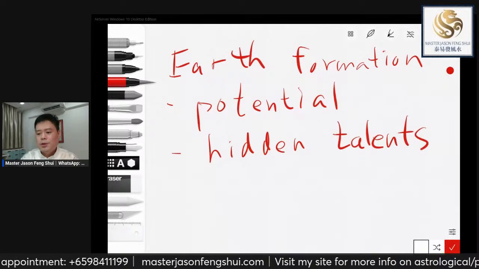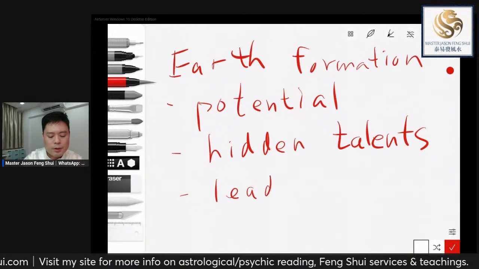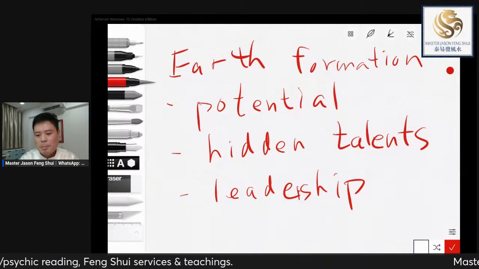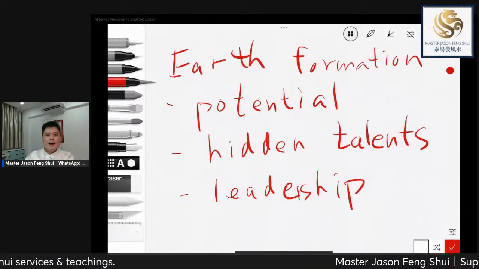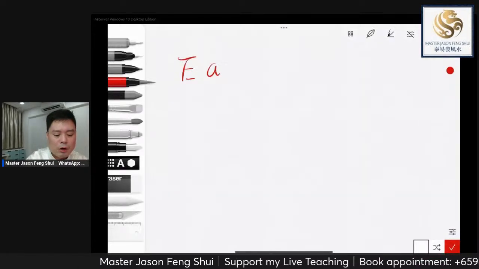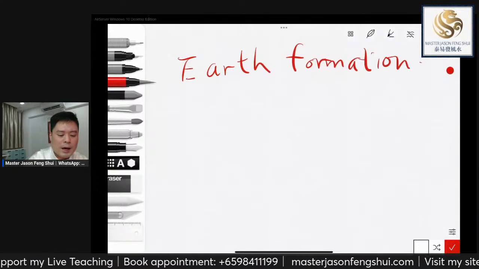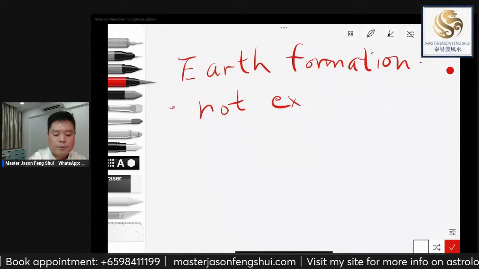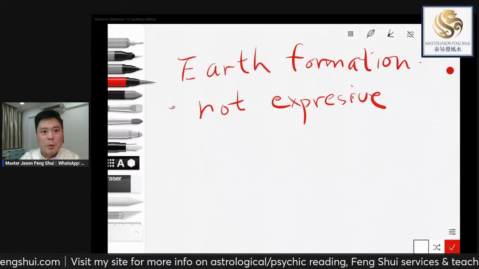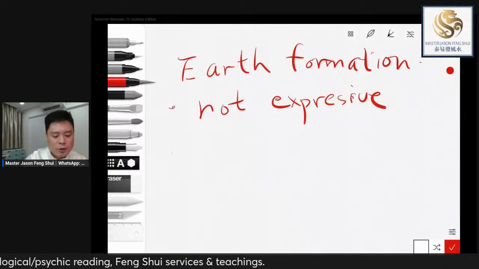And then they also have good leadership skills. Good leadership. And obviously, due to being of Earth nature, they are not expressive like people of the water formation. People who are of the earth formation are not expressive. It means they don't really know how to express their thinking and emotion, or they are not very communicative. But they are usually very balanced.